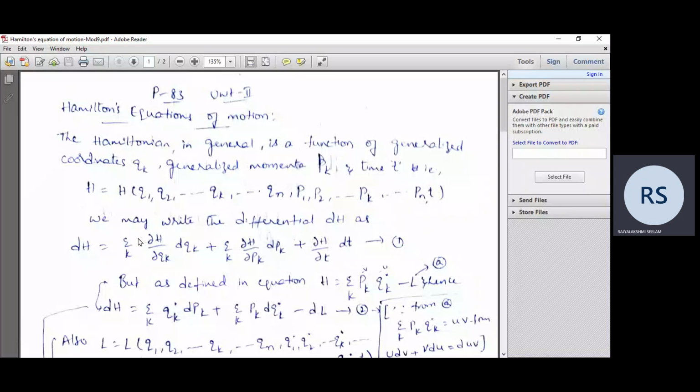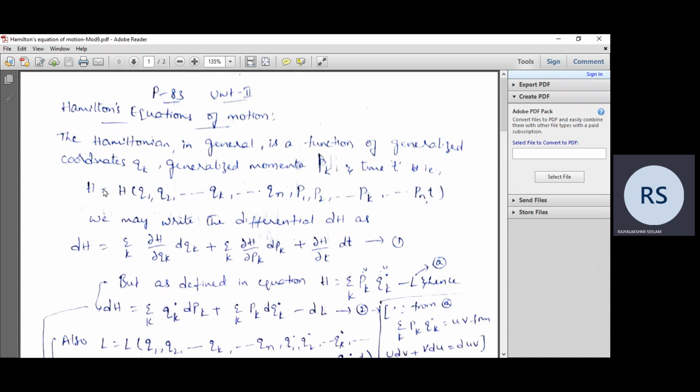Equation of motion. The Hamiltonian, in general, is a function of generalized coordinates qk, generalized momenta pk, and time t. So how can we express this one? We can express the Hamiltonian as a function of q1, ..., qn, p1, p2, ..., pk, ..., pn, and time t. So here H is a function of generalized coordinates, generalized momenta, and time t.